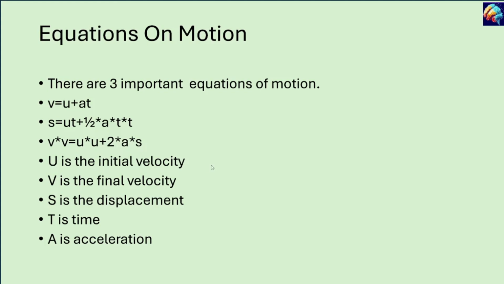U would be the initial velocity, v would be the final velocity, s would be the displacement, t is the time, and a is the acceleration. Please make sure to remember these formulas. They will be very useful in future.